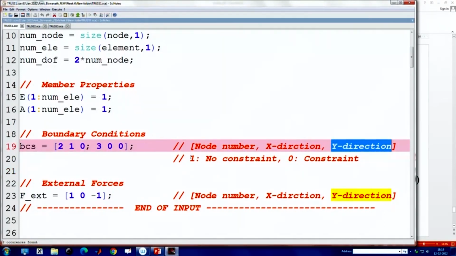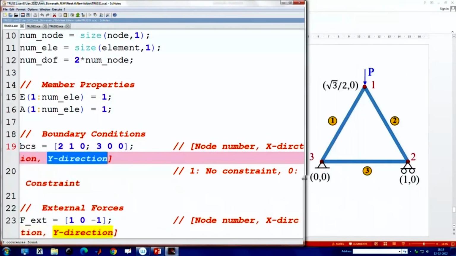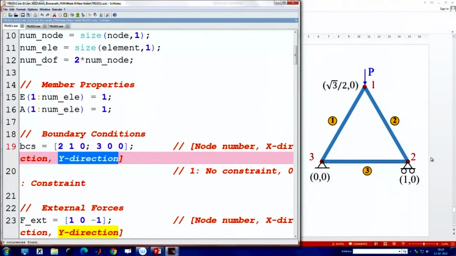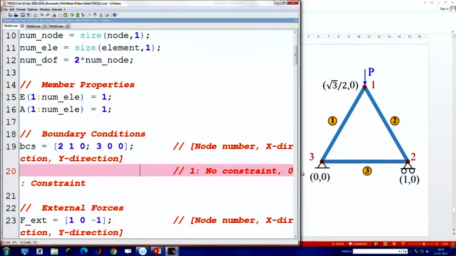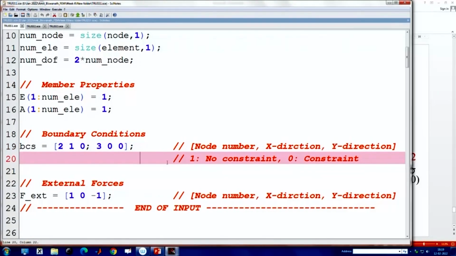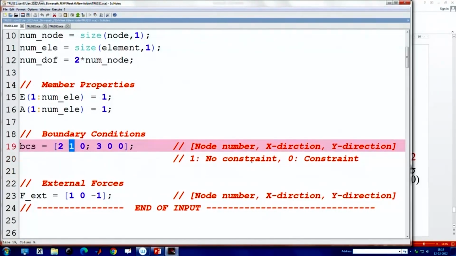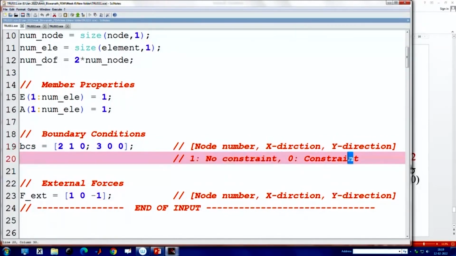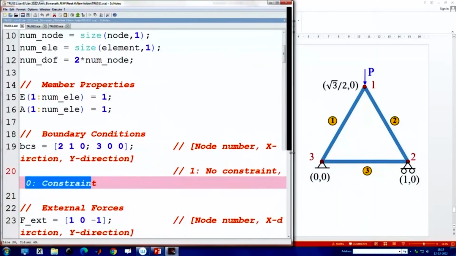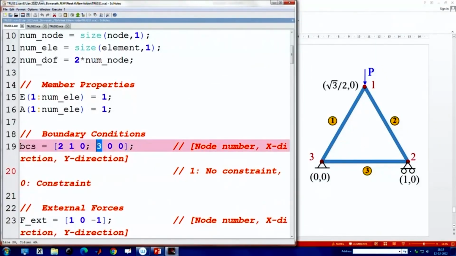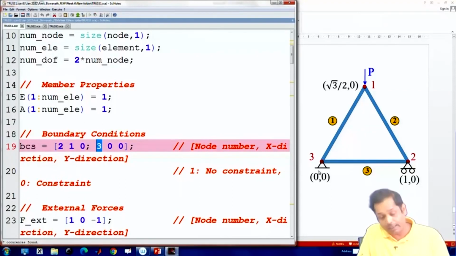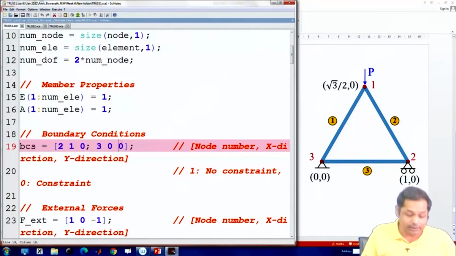Now, in this problem, in the x direction there is no constraint, only a constraint in y direction. So x direction is written as 1. 1 means there is no constraint, and 0 means there is a constraint, right? So at node number 3, both degrees of freedom, x direction and y direction, are constrained. That's why both are 0. This is the boundary condition we have given.